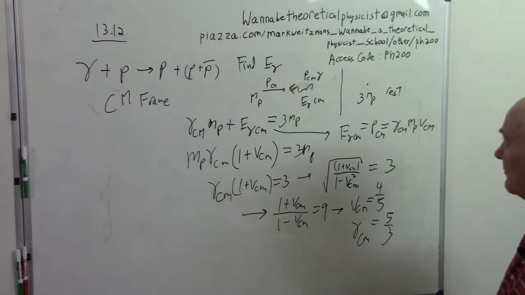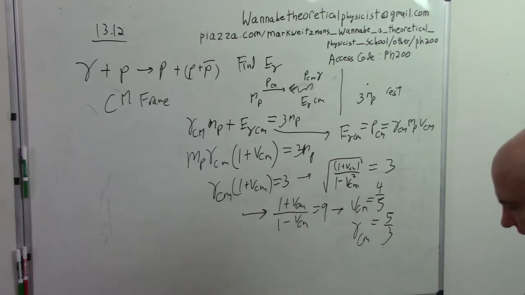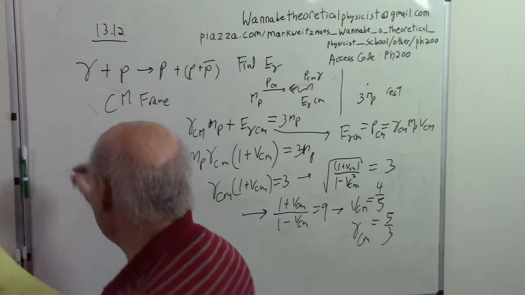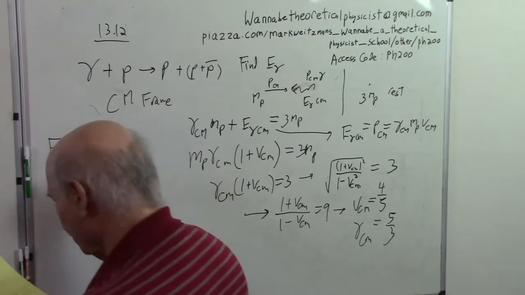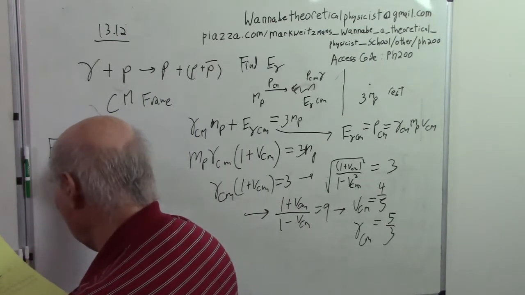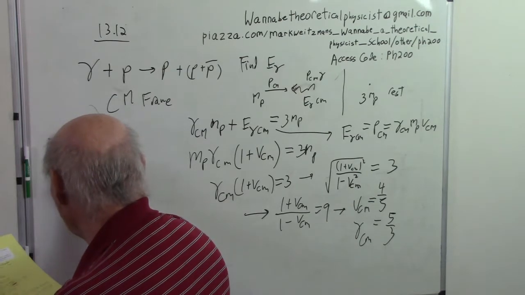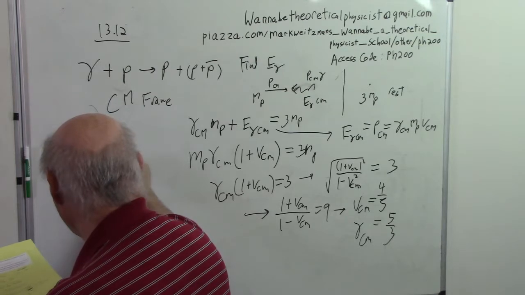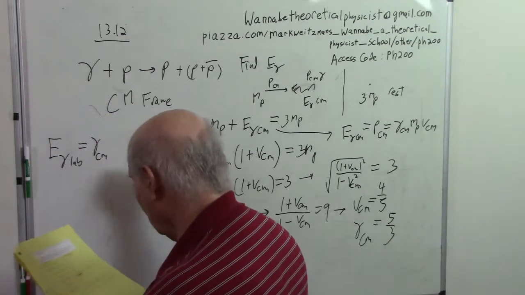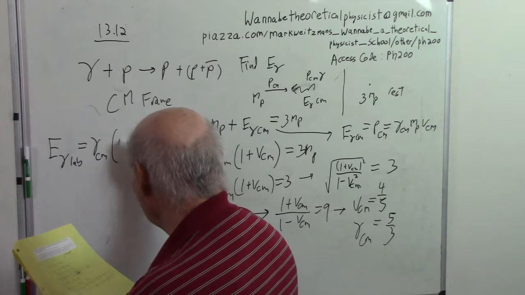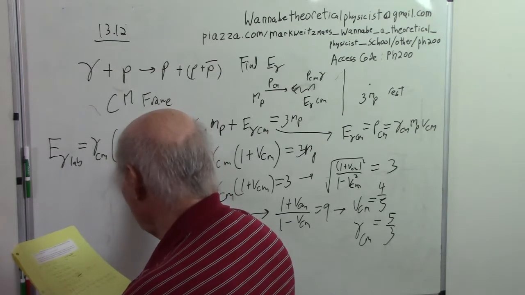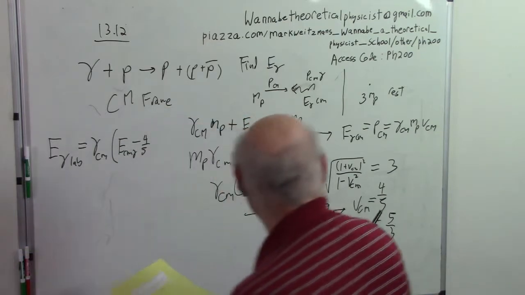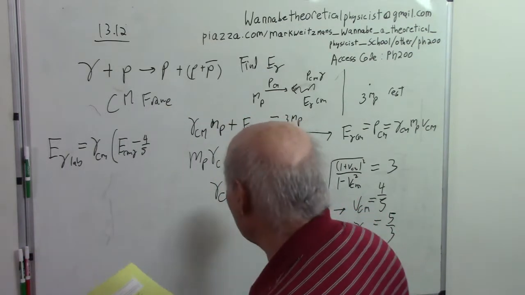Now we have the numbers in the center of momentum frame. We need to get them in the lab frame. So we do a Lorentz transformation on the energy momentum 4 vector. This is equal to gamma CM times the energy minus 4/5. That's the velocity factor we calculated.